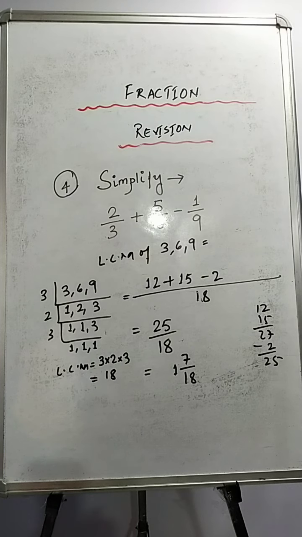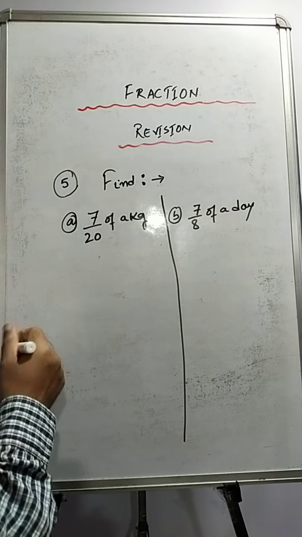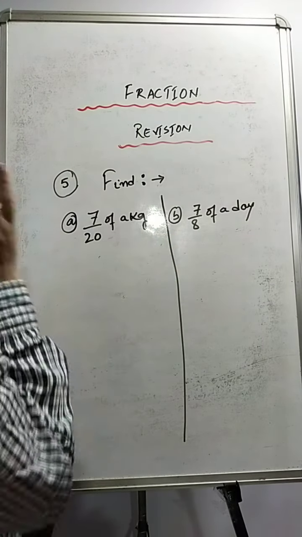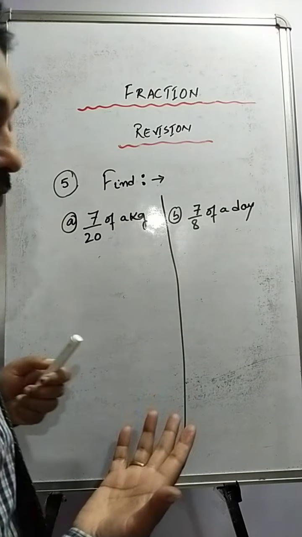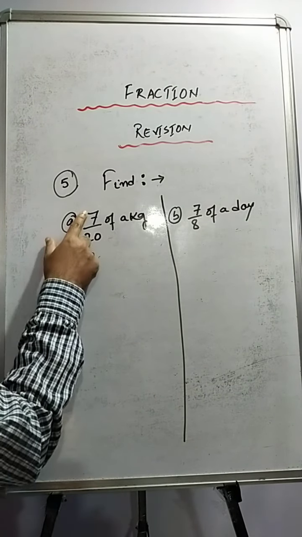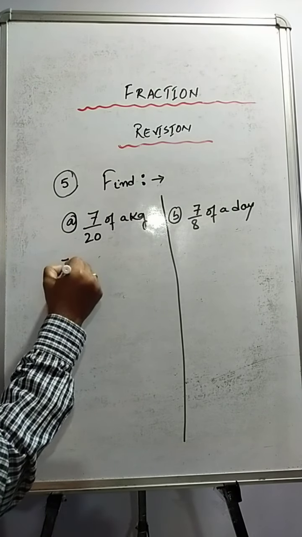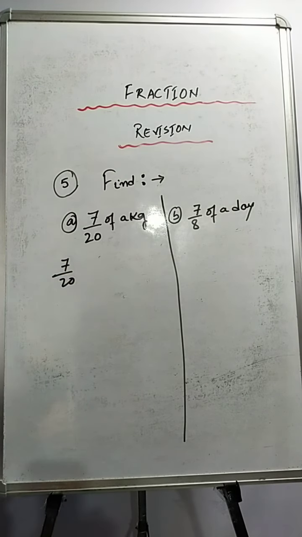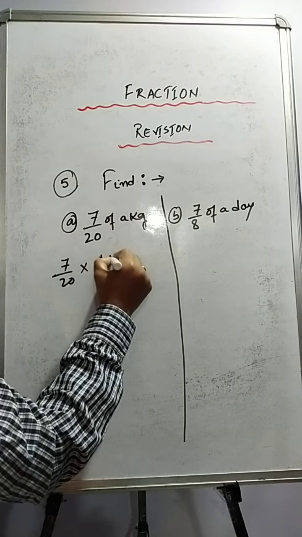Now let's do the last sum, that is sum number 5. So we have 2 questions in sum number 5. I have chosen 2 questions. Now this type of questions are very, very important sums, mostly for the objective questions. Okay, now see, 7 by 20 of 1 kg. So how to write it down? 7 by 20 into 1 kg.